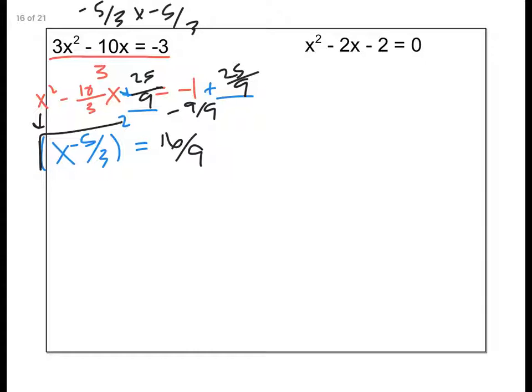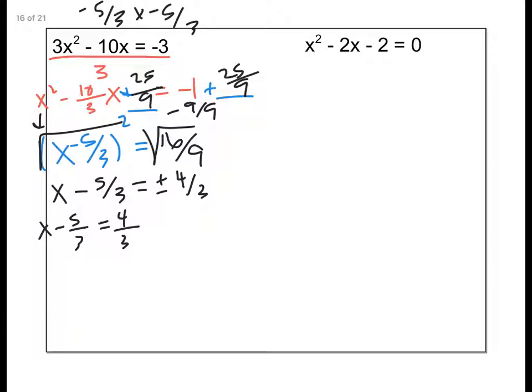And now, like before, take the square root. So I have x minus 5 thirds is equal to plus or minus. When I take the square root of 16 ninths, you take the square root of the top and the bottom. So that gives me plus or minus 4 thirds. And then I'll break it apart like before. So x minus 5 thirds is equal to 4 thirds, and x minus 5 thirds is equal to negative 4 thirds.